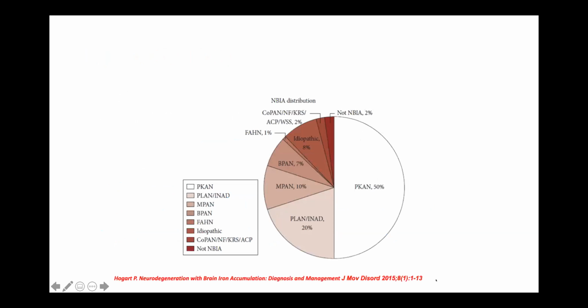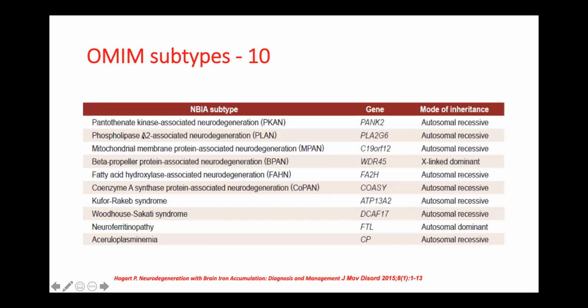down the phenotype. The spectrum is wide, but the commonest one is PKAN, which constitutes 50% of the disease, followed by infantile neuroaxonal dystrophy or PLAN, and MPAN at 10%. All these three put together constitute 80%. Other types are not so common. In OMIM, there are 10 subtypes described under NBIA. PKAN is the most common, accounting for 50% of these children, pantothenate kinase associated neurodegeneration.